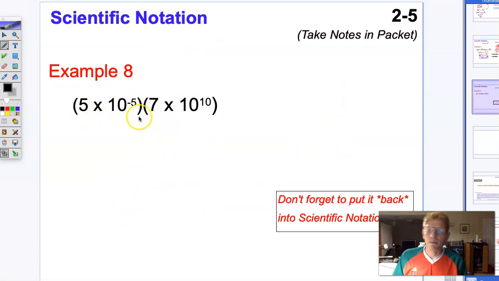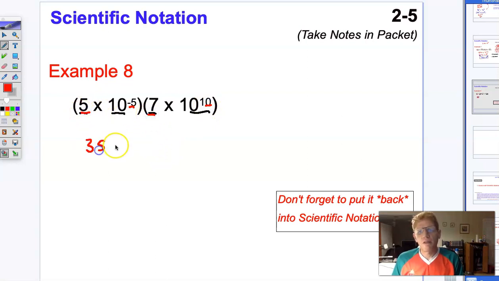One last example before we go. Same situation, two constants and two exponents with the same base. This time we have a negative exponent and a positive exponent. We're going to do the same thing. We're going to multiply our two constants, so 5 times 7 is 35. Then we're going to add our exponents, 10 to the negative 5 plus 10. That's going to give us 35 times 10 to the 5th, right? Because negative 5 plus 10 is 5.